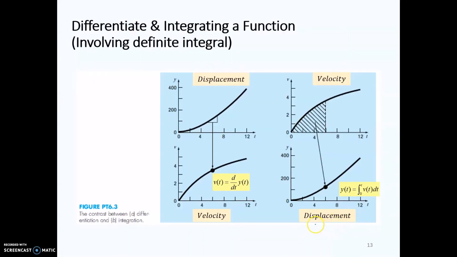In simple terms, if you want to find the displacement from the velocity data, then you need to perform the integration. By integrating from 0 to t, for example t equal to 5 in this case.